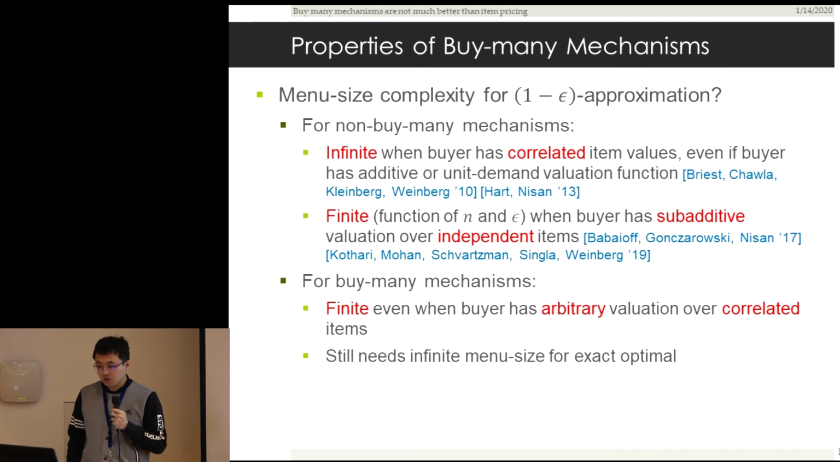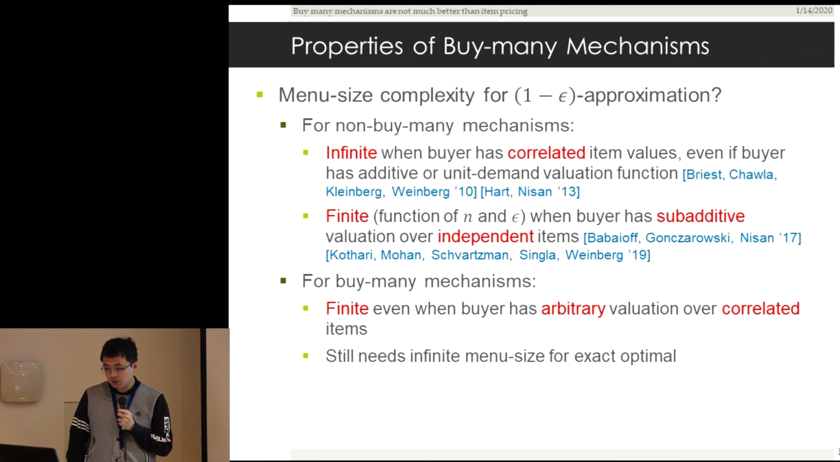So for example, to get 1 minus epsilon approximation, what is the menu size needed? The menu size is just the number of menus in the mechanism. For the non-bi-many mechanism, it is known that when we have correlated item values, the menu size complexity needed is infinite, even if the buyer has additive or unit demand valuation function. And to get finite menu size complexity, here finite means a function of n and epsilon, we need some assumptions for the buyer's valuation function and item values.